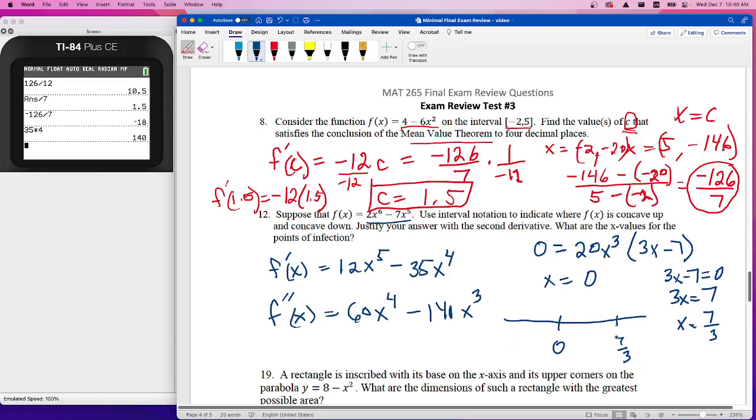So what we have to do is look in between them and check the sign values of the second derivative. If the second derivative is positive, we get a smile, concave up. If the second derivative is negative, we get a frown, concave down. Kind of rhymed. Mathematical poetry, right?